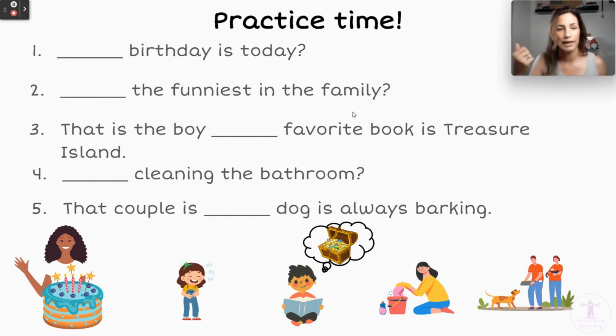Well, okay. First, try the contraction. That is the boy who is favorite book is Treasure Island. That is the boy who has favorite book is Treasure Island. Does it sound good? Then you know you need to write the contraction. Whose, right? Or that is the boy whose favorite book is Treasure Island, the pronoun.